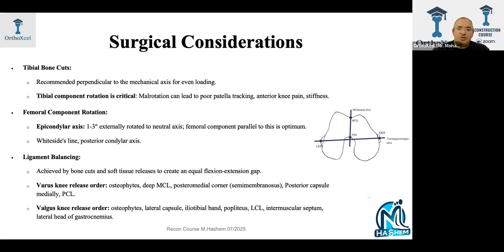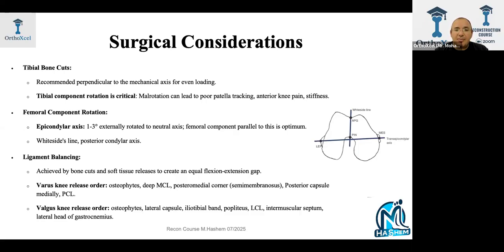Your surgical considerations when you're operating on a total knee replacement: firstly, your tibial bone cut, as we agreed, just to sum up, you need to be perpendicular to the mechanical axis for a proper and even loading. Your tibial component rotation is critical. If you malrotate your tibial component in internal rotation, you will end by patellar maltracking. For your femoral component, remember that the epicondylar axis is actually 1 to 3 degrees externally rotated over the neutral axis, or the posterior condylar axis, and you need your femoral component parallel to it to be optimal.